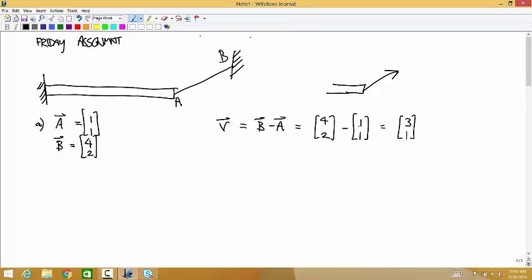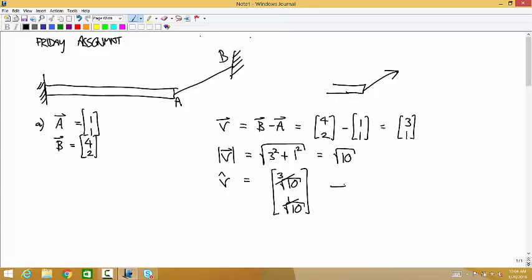Right now, it has a length of 3 point something, so the magnitude of that vector is this. And so the unit vector is 3 over root 10, 1 over root 10. And so then, yeah, the force vector is just T times this unit vector.